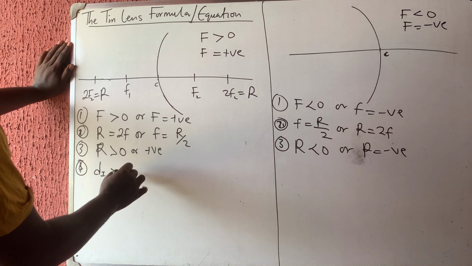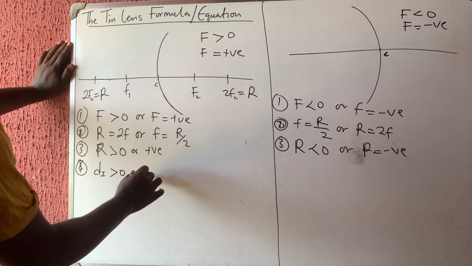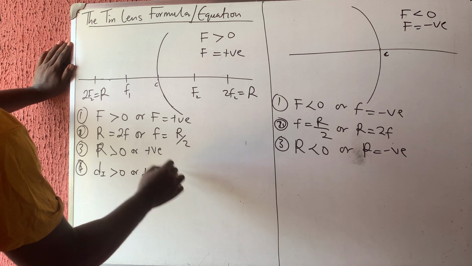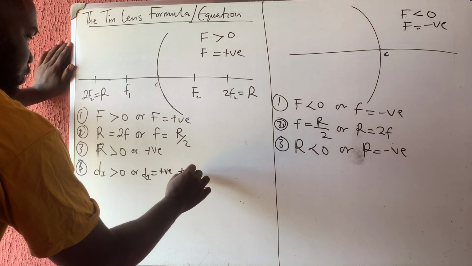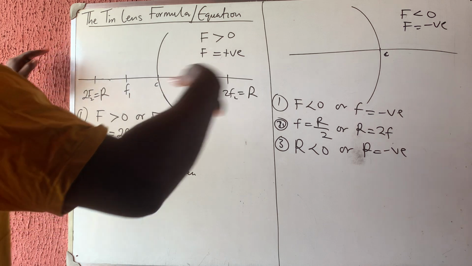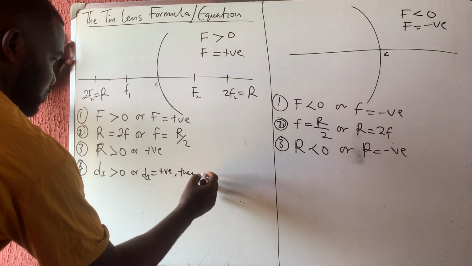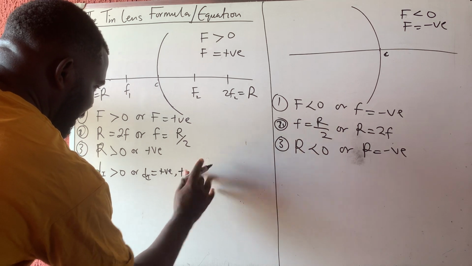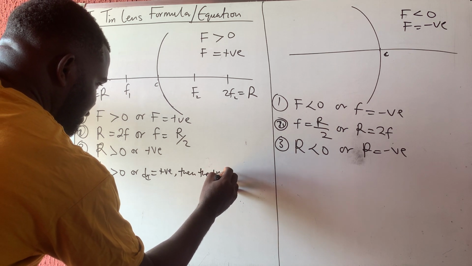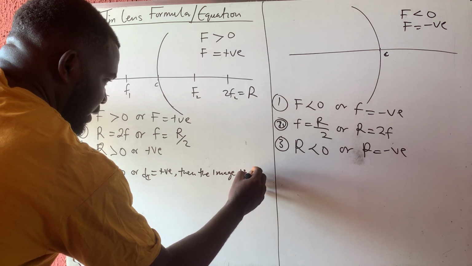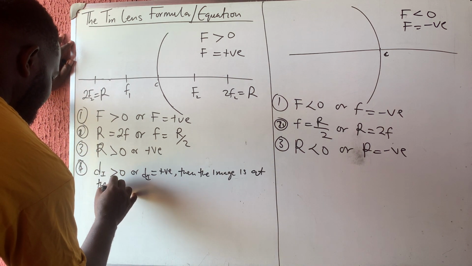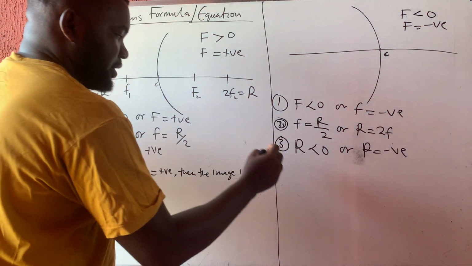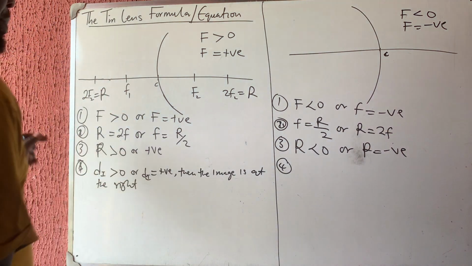If the image distance is a positive number, then you should know that it is formed at the right hand side, because my right is positive while my left is negative. So that means the image is at the right. Okay, the same thing is applicable here.